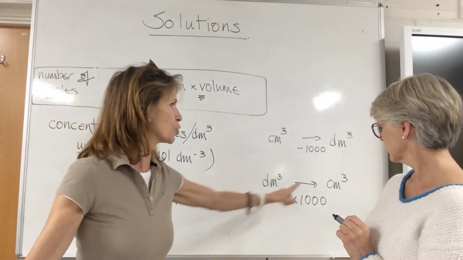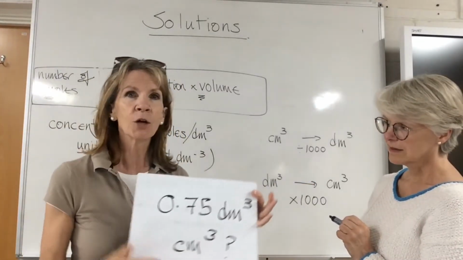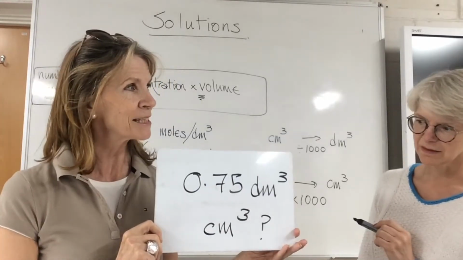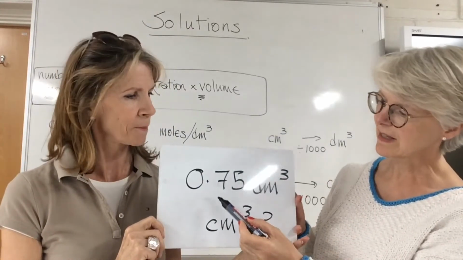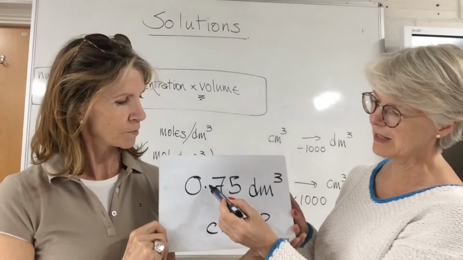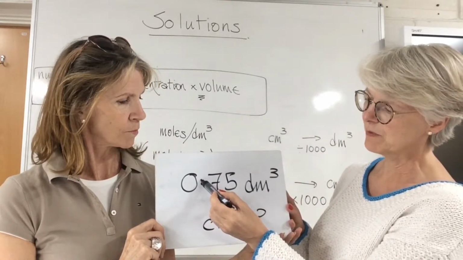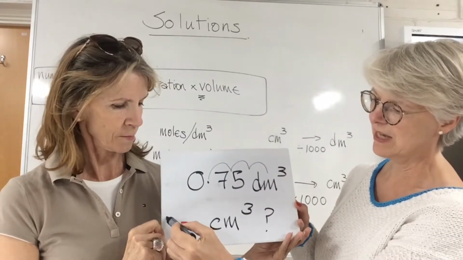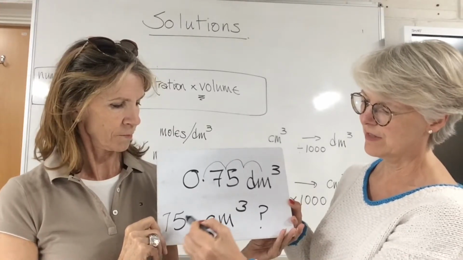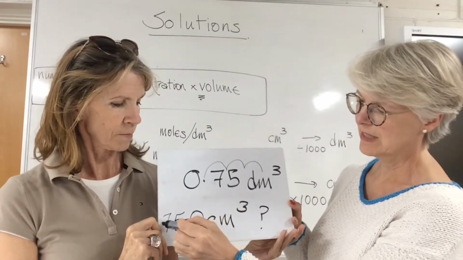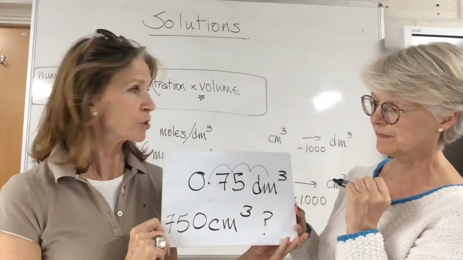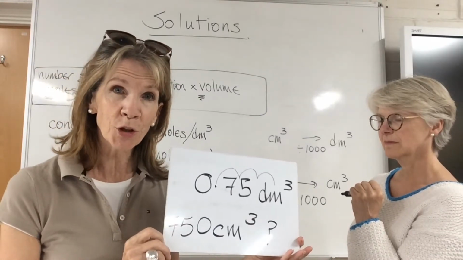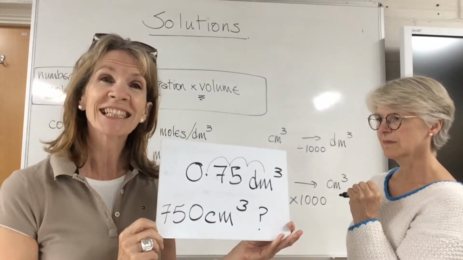Okay, so dm cubed to cm cubed. Now we're starting with 0.75 dm cubed. So Dr. Bourne, how many cm cubed? Well, I've got to do the opposite thing I did before. So instead of dividing, I'm multiplying. So I'm now going to move my decimal point 1, 2, 3. So I'm going to end up with a 0 there. So it's going to be 750 centimetres cubed. Perfect. So let me just reinforce that. If it's 0.75 dm cubed, you multiply by 1,000, which gives you 750 cm cubed.